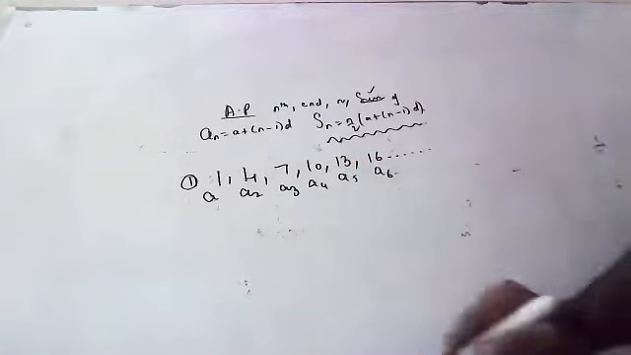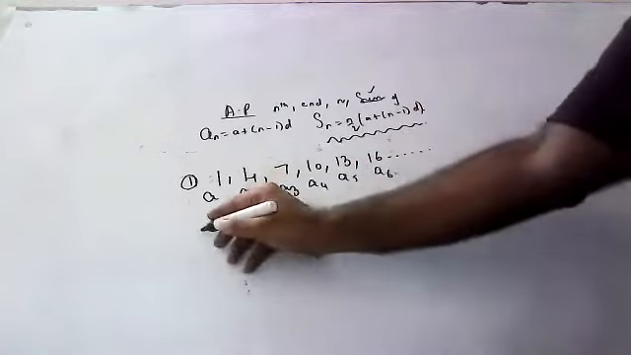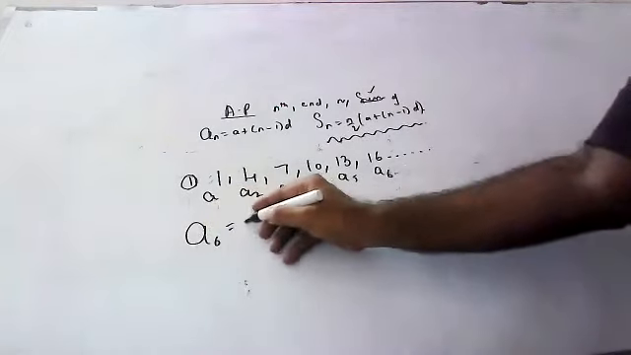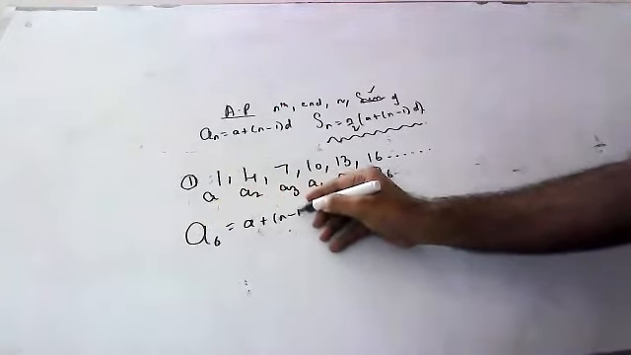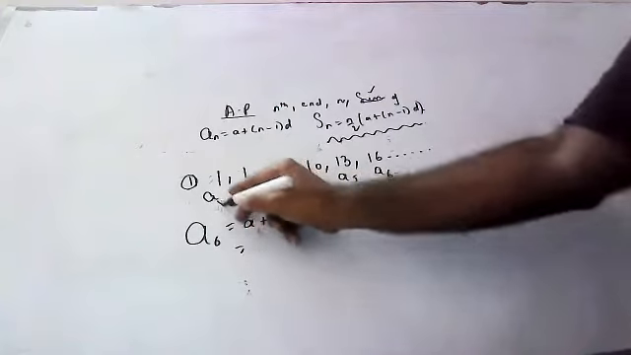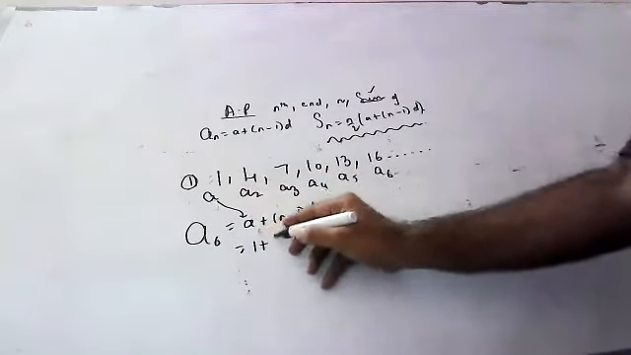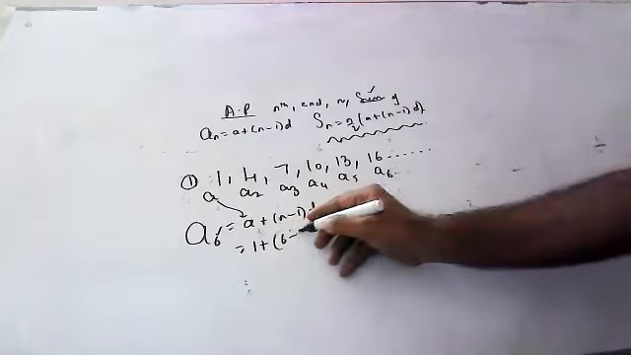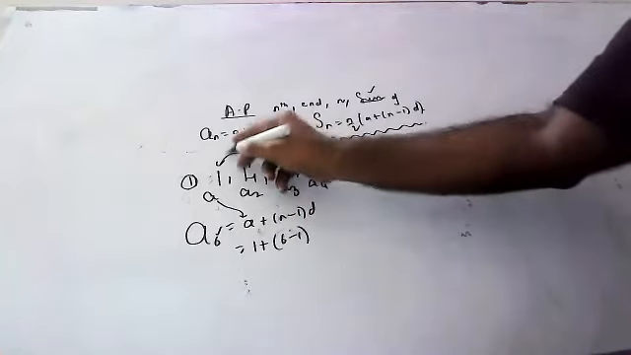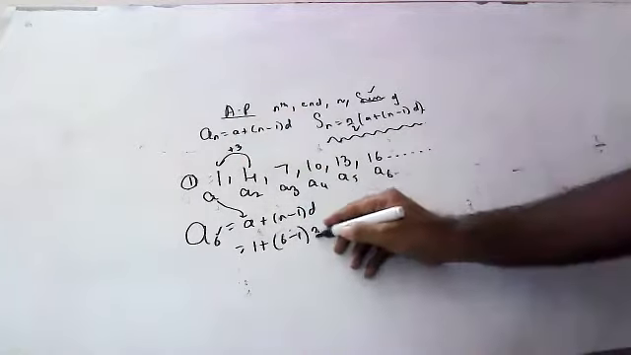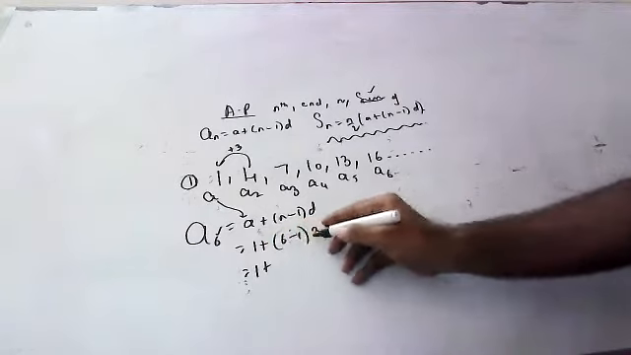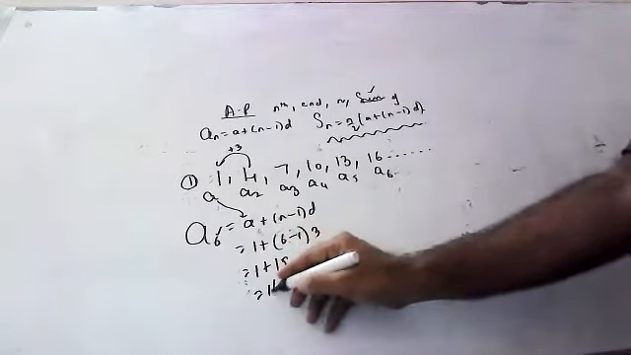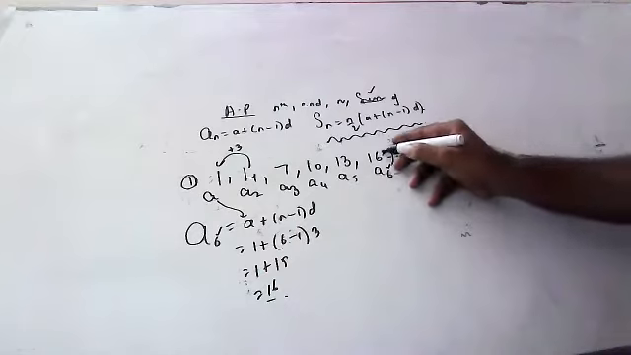Now, children, if I ask you what is the sixth term, what formula will you normally use? a plus (n minus 1) into d. What was a, children? Till now we were doing 1. Plus, I want the sixth term, so 6 minus 1, into the common difference, which is 3. So, children, 1 plus 5 threes, 15, 16. The sixth term is 16. Is it correct, children?